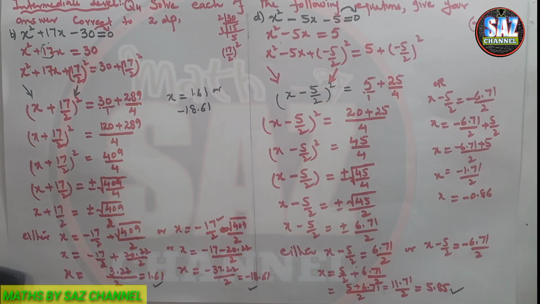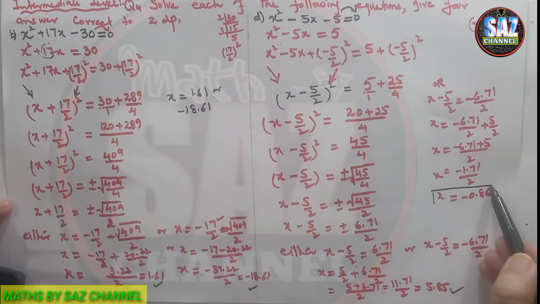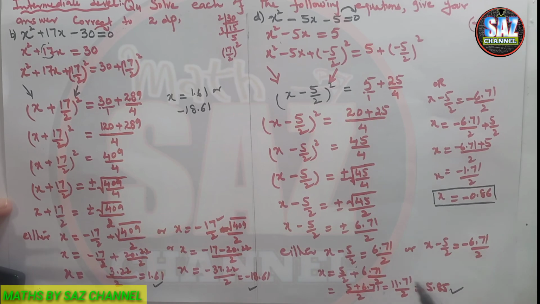I hope you are clear about this question. The two solutions of this equation are x equals minus 0.86 and x equals 5.85.